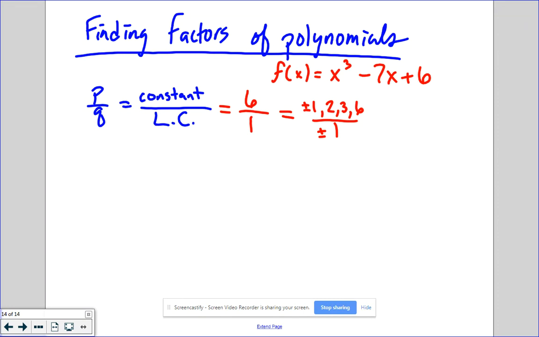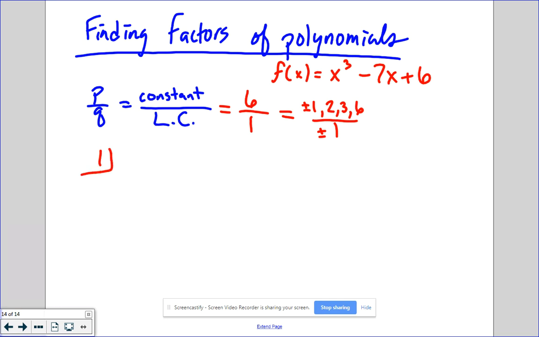My vote, and what I think you should do, is use synthetic. And I'll show you why here in a second. You can do direct substitution if you want, but once you find it using direct substitution, you're going to have to do long division or synthetic anyway. So why not just do it right away and make your life 10 times easier? Okay? So we want to start with 1. That's usually what I start with. So I put 1 in the box.